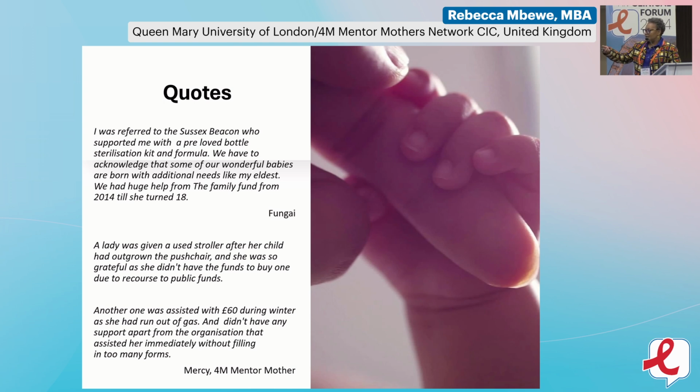This particular lady didn't want to be identified, so we got the quote from the mentor mother who actually provided support to her. There's two different ladies. A lady was given a used stroller after her child had outgrown the pushchair, and she was so grateful she didn't have the funds to buy a new one due to lack of recourse to public funds. Another one was assisted with £60 during winter because she'd run out of gas. And those are the kinds of things that people deal with every single day.